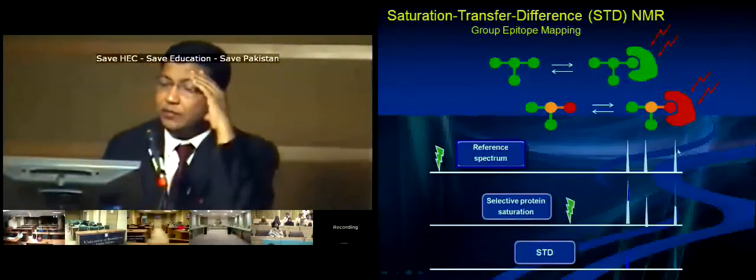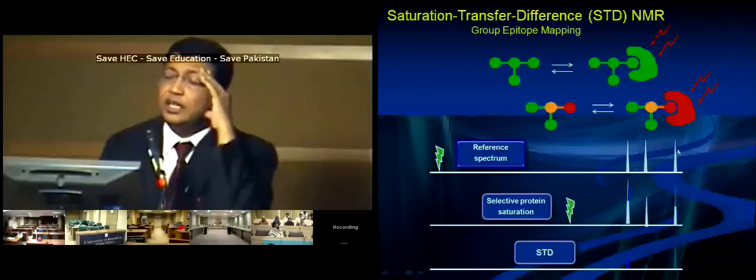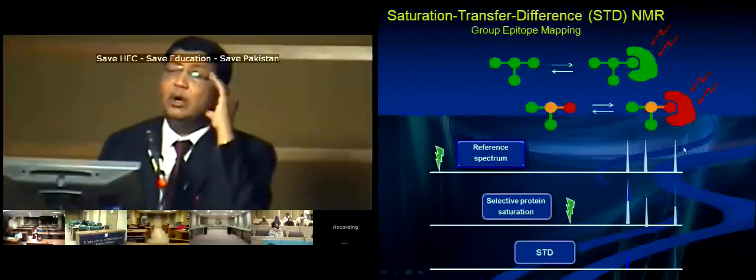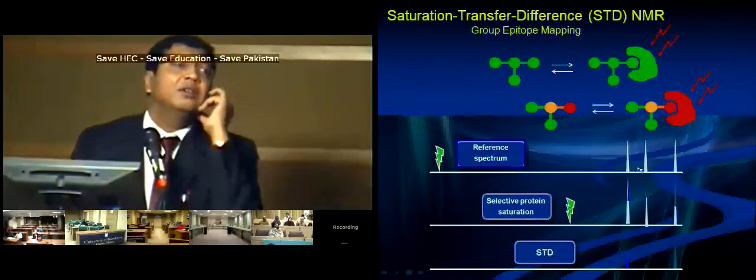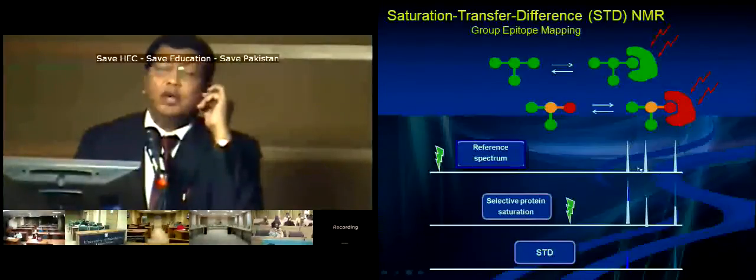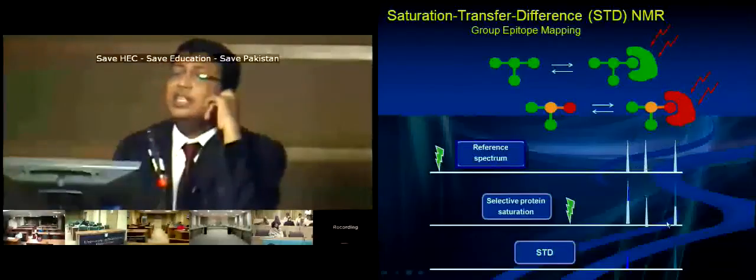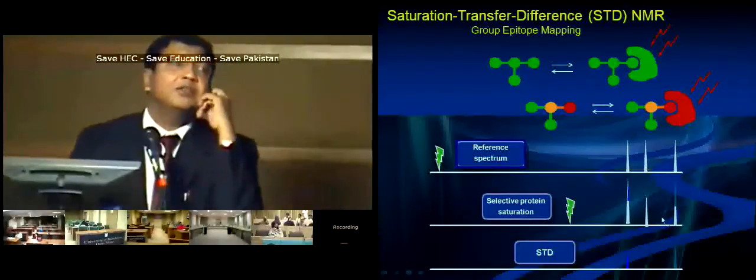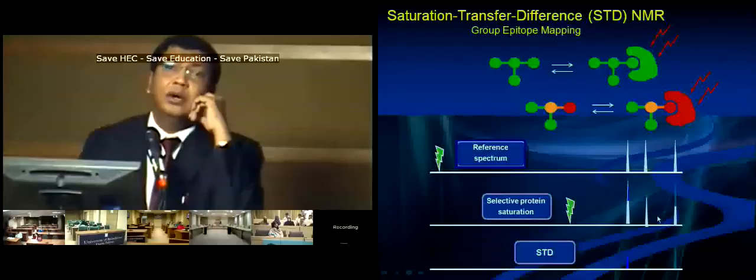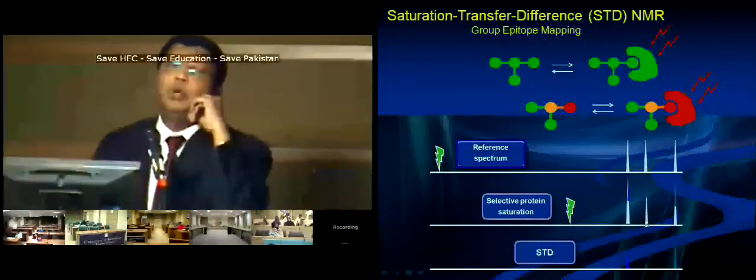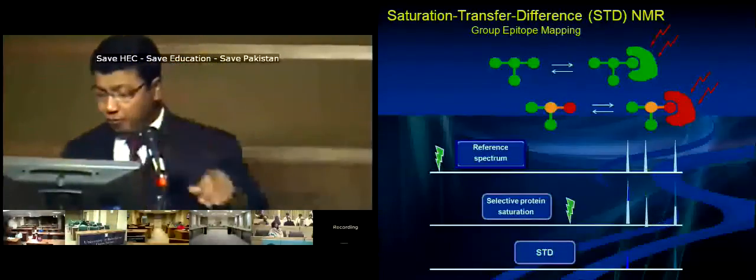I want to ask you a question. Why is there no change in chemical shift? Because it is already bound with it, you know. It is already bound. What you are measuring here is the increase in intensity because of saturation transfer. Okay, a very neat, beautiful technique. Any question?